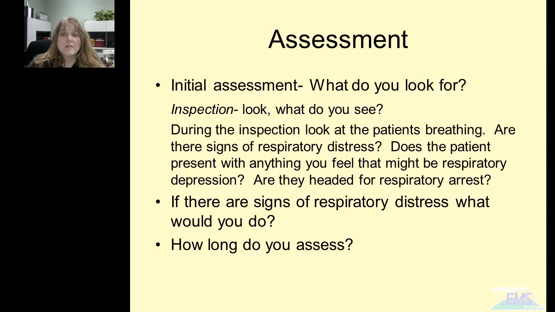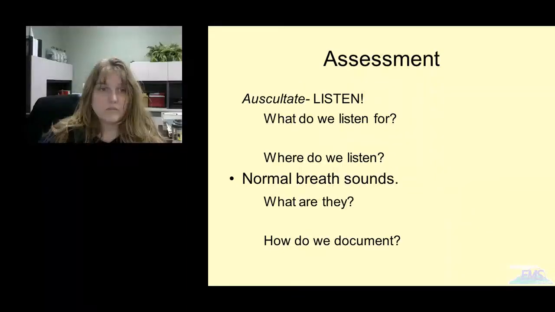So when you're doing your assessment, when you first walk up to that patient, you're looking at them. So you have that inspection. What do you see? How is the patient breathing? Do you see signs of respiratory distress? Are you afraid that they may have some respiratory depression, or is there a potential for moving into respiratory arrest? And how are you going to handle that?